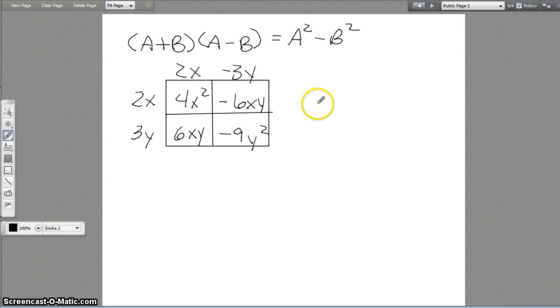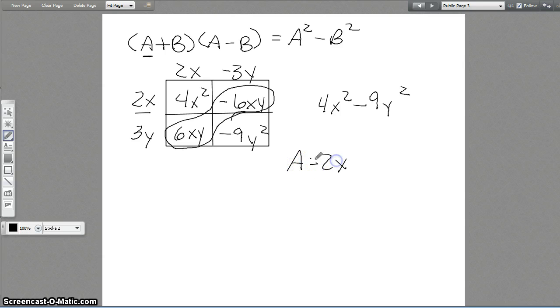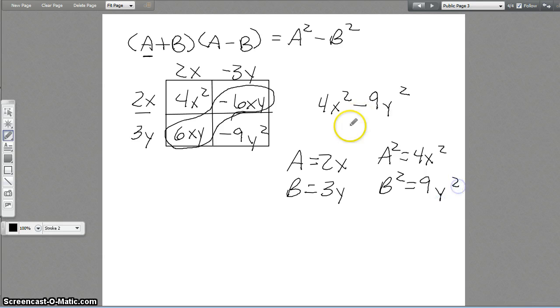So what we get is 4x squared. We have a negative 6xy and a positive 6xy. Those cancel. And then minus 9y squared. What was our a term? Our a term was 2x. So a equals 2x. Our b term was 3y. What is a squared? That's 4x squared because we have to square the coefficient also. Our b squared is 9y squared. And look at this, a squared minus b squared.